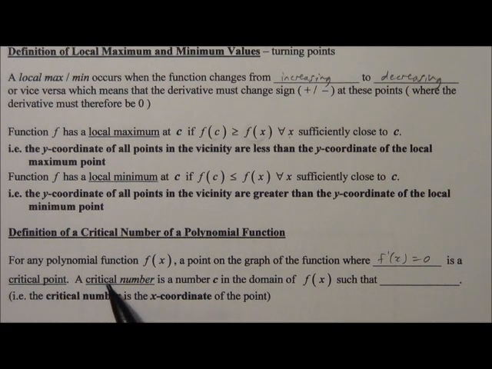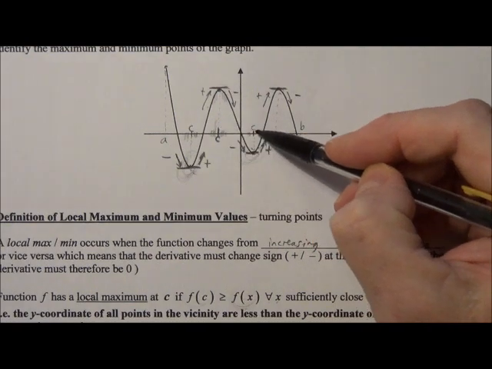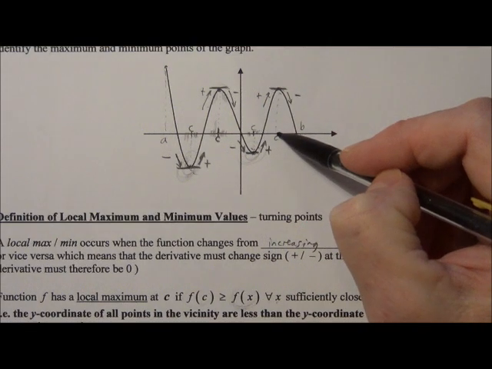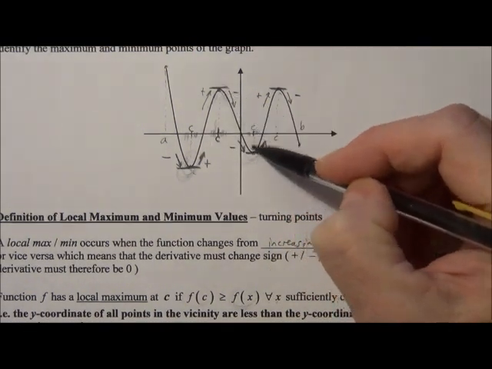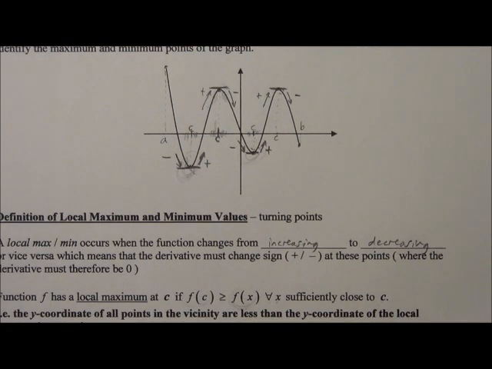That's a critical point. A critical number is the number c, or the x value of c, in the domain of f of x such that f prime of c equals 0. The critical number is the x-coordinate of the point which gives the critical point. So that's why up here we labeled all of these as c's, because that's the critical number. These x values are the critical numbers producing the critical points, which are where the derivative evaluated at c equals 0. So we get the horizontal tangents.